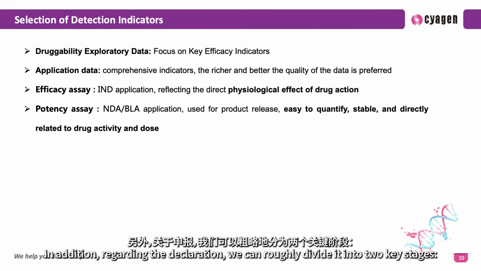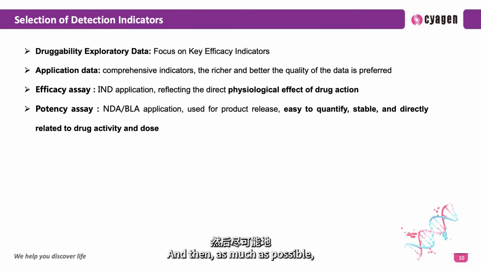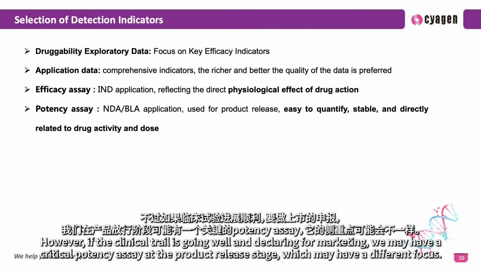In addition, regarding the declaration, we can roughly divide it into two key stages. One is to make an IND declaration, which requires efficacy assay. And then, as much as possible, directly reflect the physiological effects of the drug through the data. However, if the clinical trial is going well and declaring for marketing, we may have a critical potency assay at the product release stage, which may have a different focus.